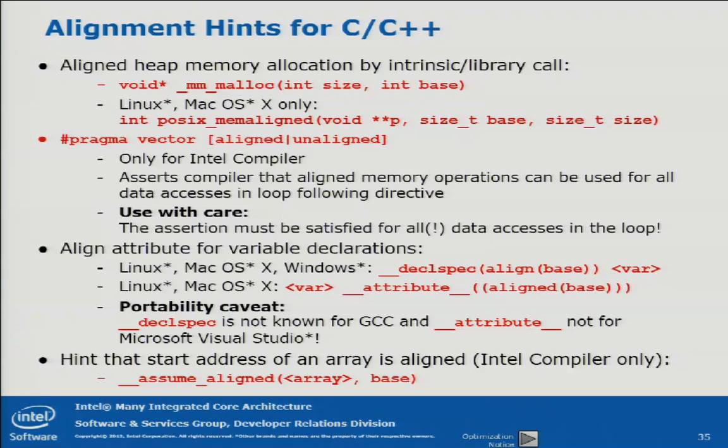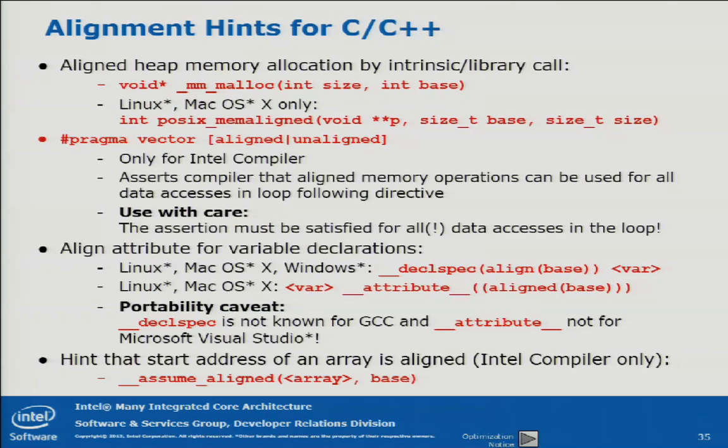Or you can use POSIX memalign to align a pointer to it. And then you can use pragma vector aligned to tell the compiler that a certain pointer has been allocated with those functions and that it should assume that this data is aligned. There are also different versions to do that, like declspec attributes or GCC attributes or compiler assertions where you can tell the compiler it should assume that something is aligned. So there are always different versions depending on which programming language you use.